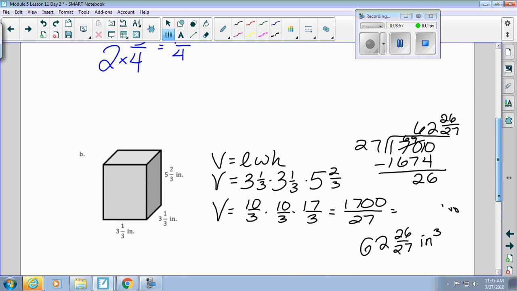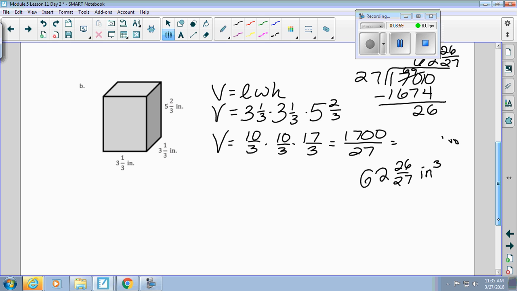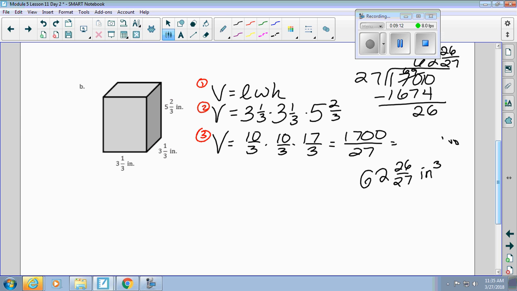The next thing that we're going to do is review part B of question 8. That was the second question of your homework. Same thing. Step 1, write down the formula. Step 2, plug in. Step 3, get it in a form that you can operate on. In this case, we need to take 3 1/3 and change it to 10/3. We do that for 2 of the sides because they're the same as a square base.